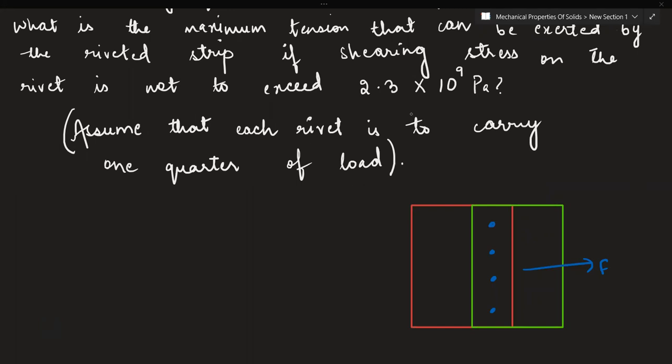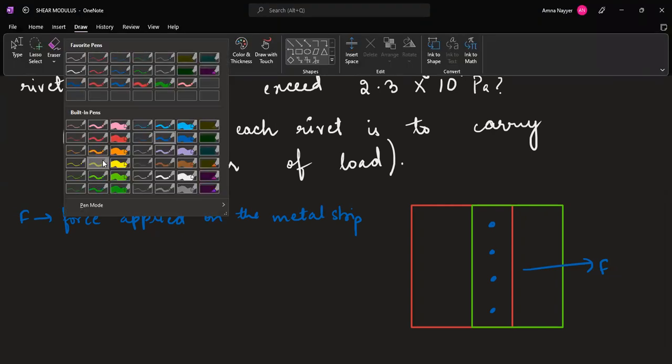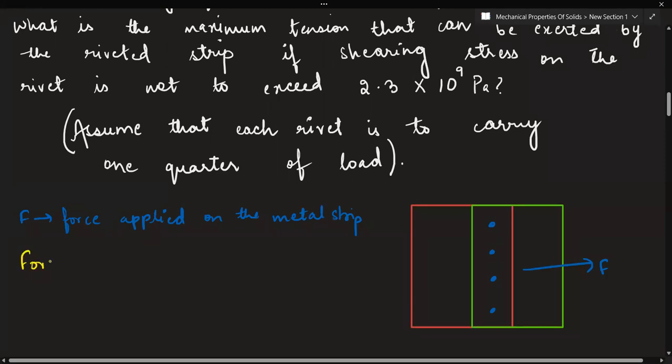Okay, let's discuss this. See, if F is the force applied on the metal strip, this means F force has been applied to all the four rivets, yes or no? Yes, ma'am. So, can you tell me what should be the force on each rivet then? Ma'am, the stress into area. No. See, F is the force applied on all four of them. So, what would be the force on a single one?